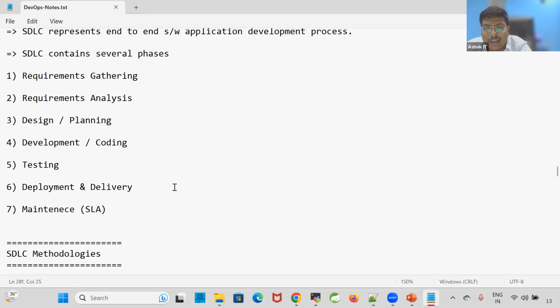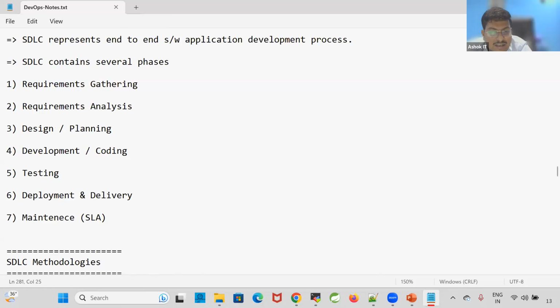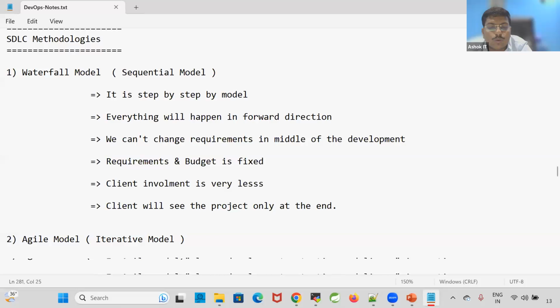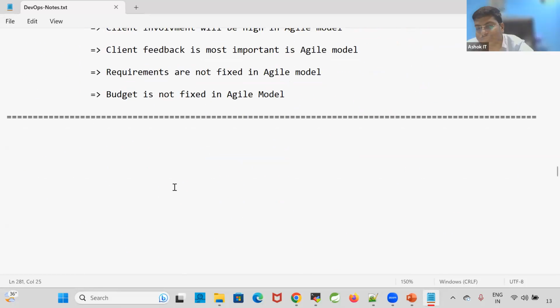Are you guys clear with my point? What is SDLC? What are the phases available in the SDLC? What is the waterfall model and what is the agile model? Are you clear with that? Shall I move on to the next topic, guys?